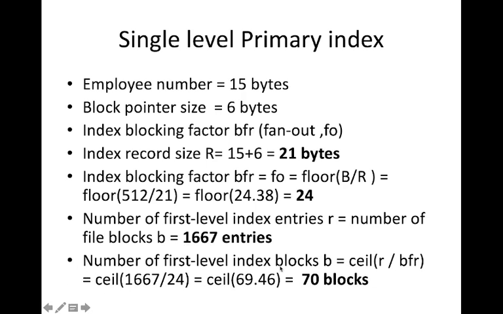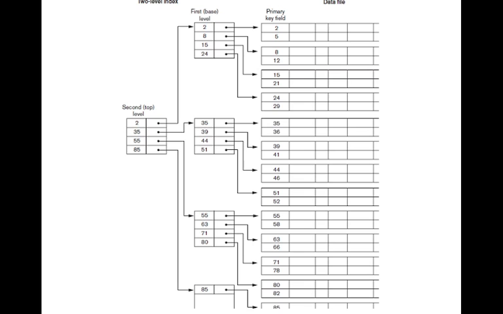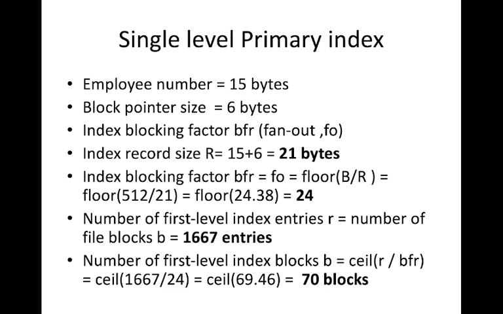Now the number of first level index blocks is equal to ceil of R by BFR, where R is the number of entries, 1667. It is equal to 1667 divided by 24, which is ceil of 69.4. Since it is ceiling, we have to take it as 70 blocks. So 70 blocks will be required for that indexing.